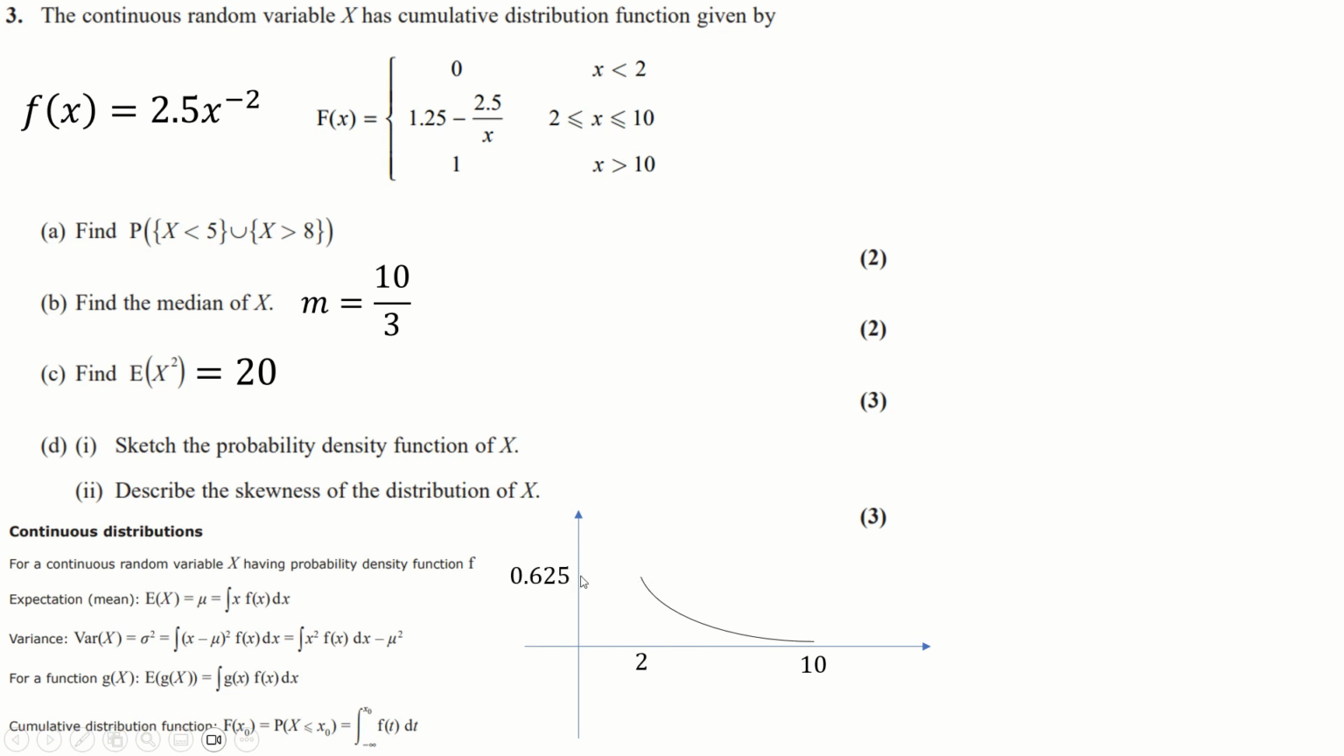I think it's probably unnecessary, but I thought I'd add it in anyway. You could plug in 10 as well and get what the value is here, but I couldn't be bothered. And yeah, this is the skewness. If it's more over to the left, that's positive skew. If it's more over to the right, that would be negative. But I think that's that question done.